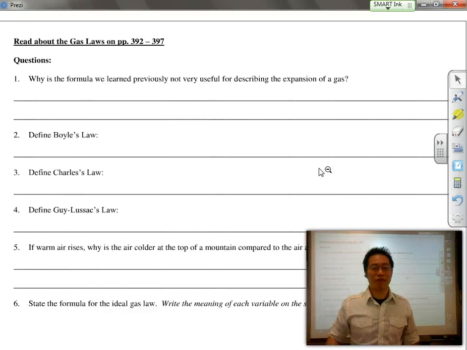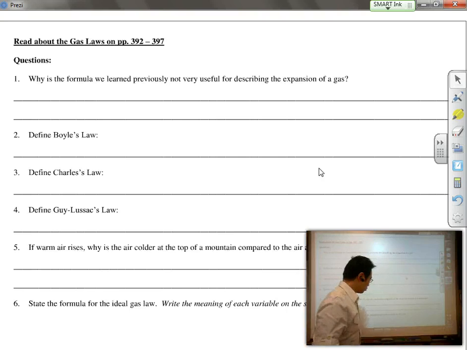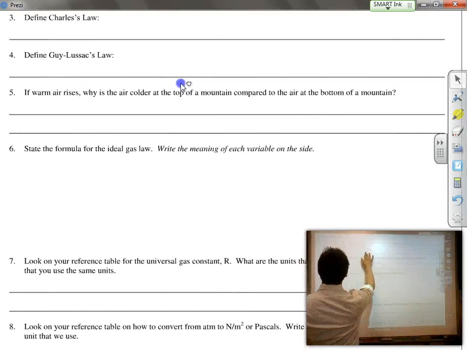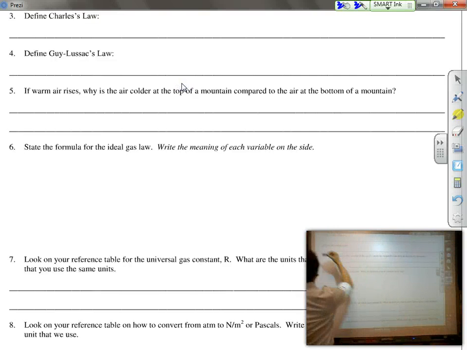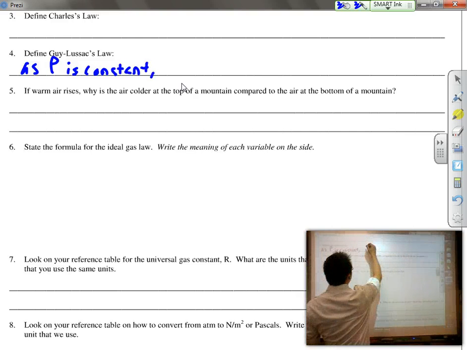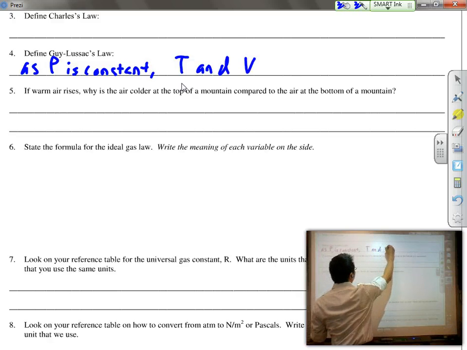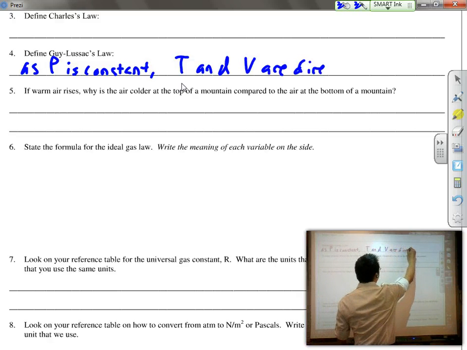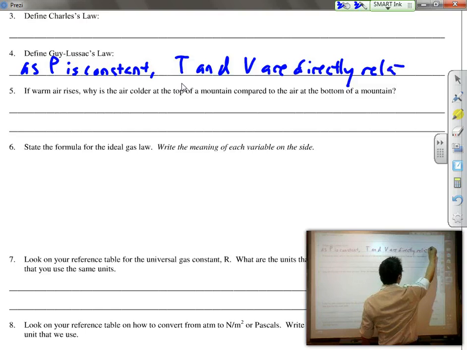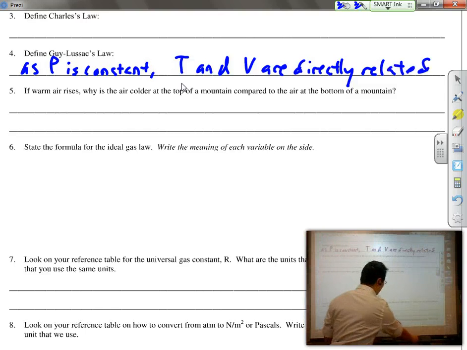Okay. And our final gas law is Charles's Law, which talks about the relationship between temperature and volume. So, assuming, of course, that pressure is constant, temperature and volume are directly related to each other.